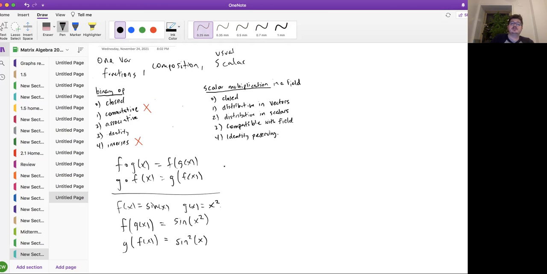So first of all, we'll start with that. What's the identity function for functions? What is the function where f of e of x is equal to f of x, and e of f of x is equal to f of x, where e is a different letter? Good, yeah, e of x is equal to x. It's the identity function.